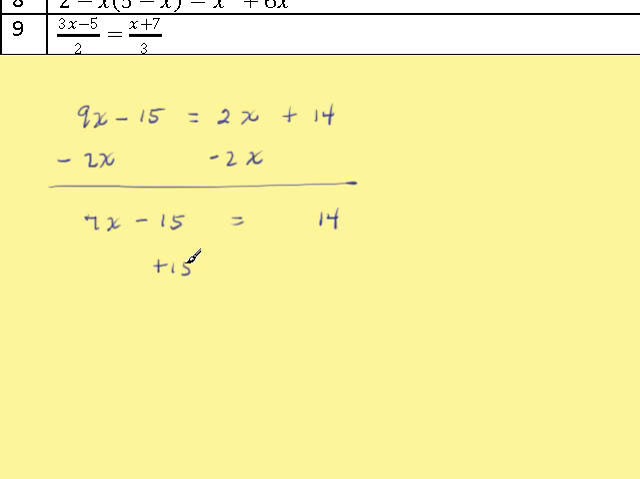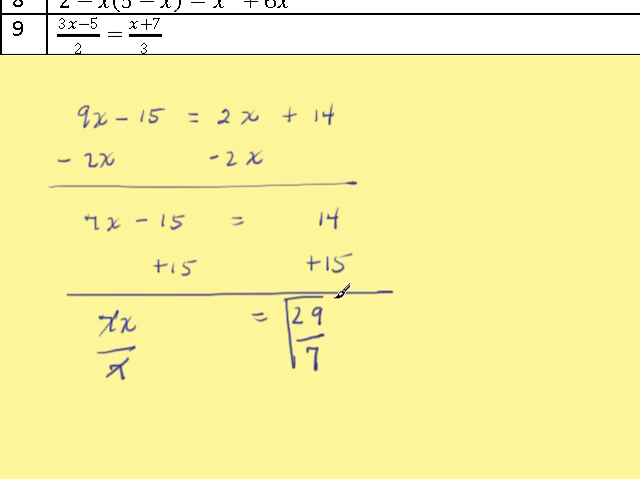Adding 15 to both sides to isolate the 7x term, we have 7x is equal to 29. And finally, x is equal to 29 over 7.